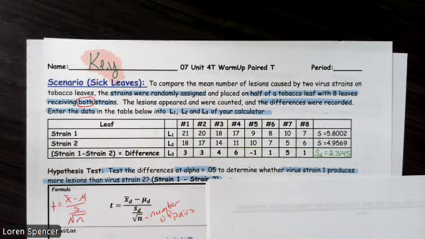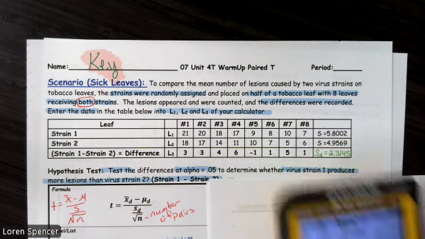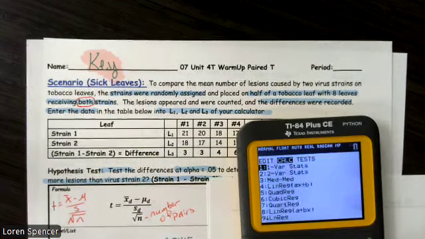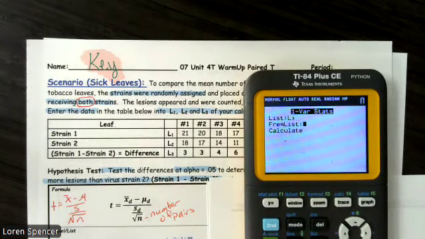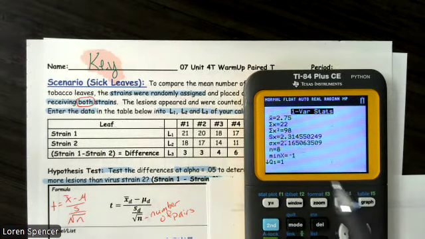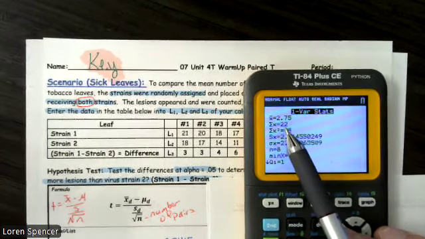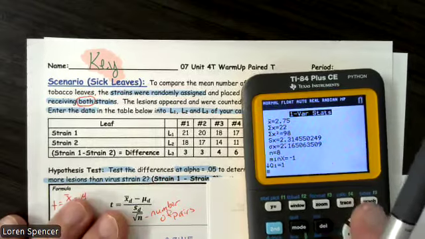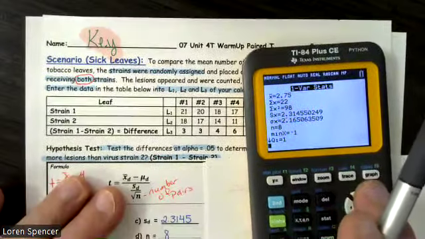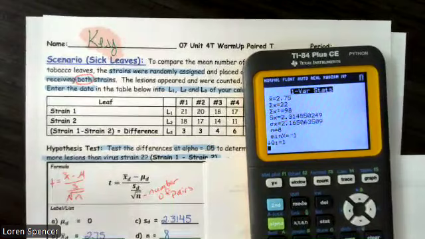So I've gone ahead and entered that data in the calculator, and I'm going to go stat, calc, one var stat, and it's blue button 3, because I want the differences, which is in L3. I calculate, and I find my sample mean is 2.75. My sample standard deviation is 2.3145, and of course, I have 8 data pairs.